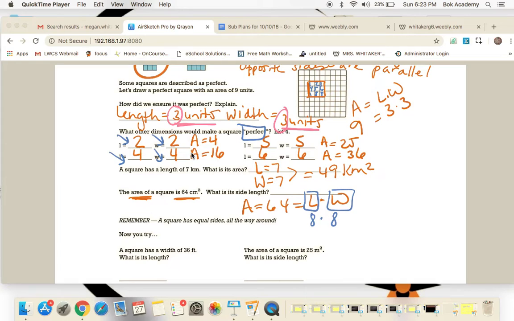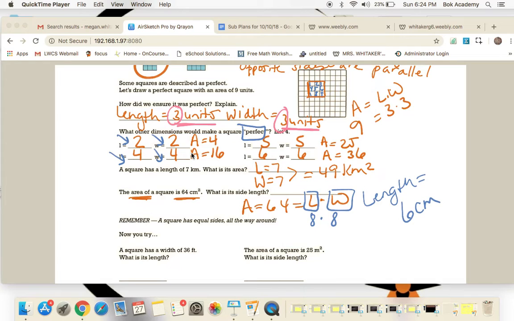So 8 times 8 is 64. So now I know that the length is equal to 8 centimeters. Now, why am I not putting the square there? It's because we were not finding the area. We were just finding the length of one of the sides. So we do not square it. Remember, a square has an equal size all the way around.